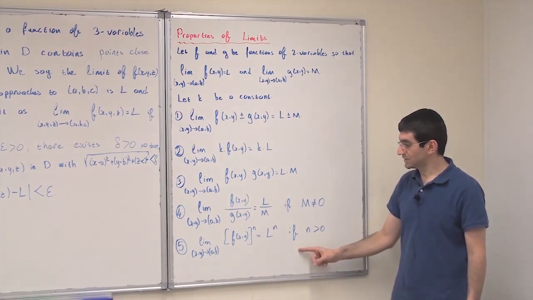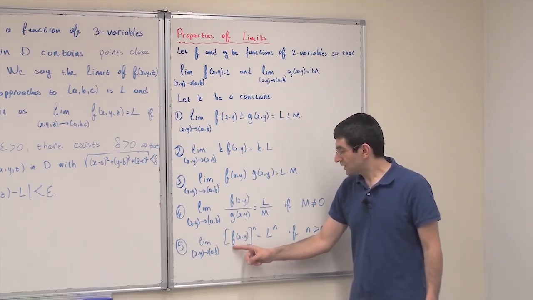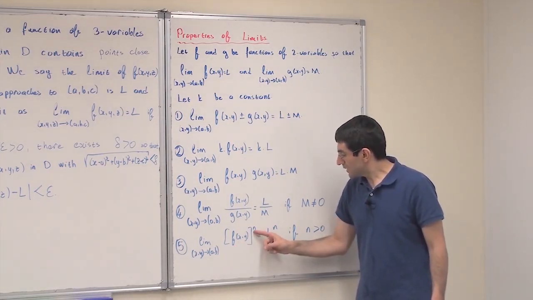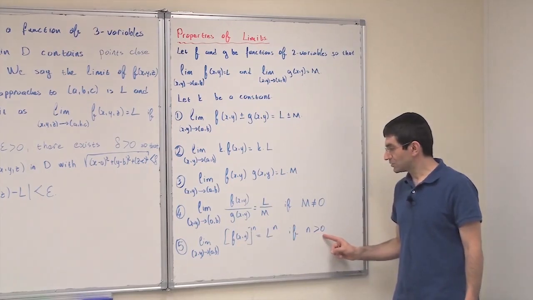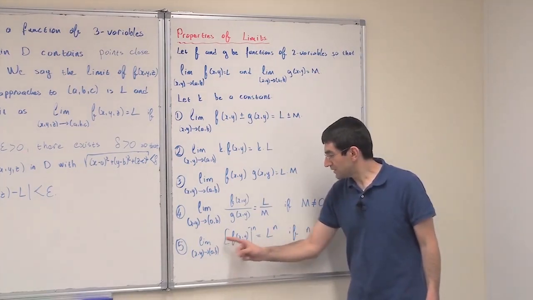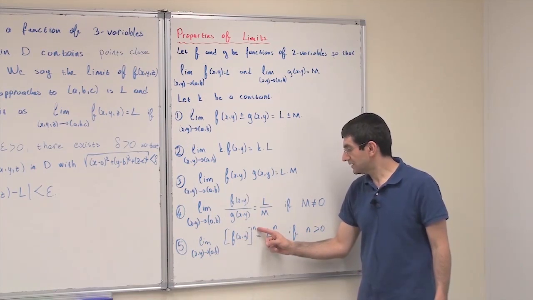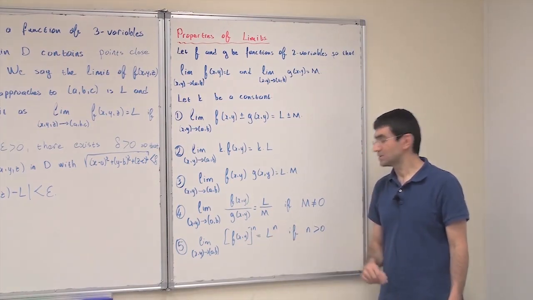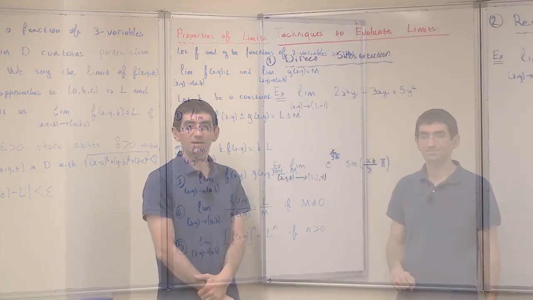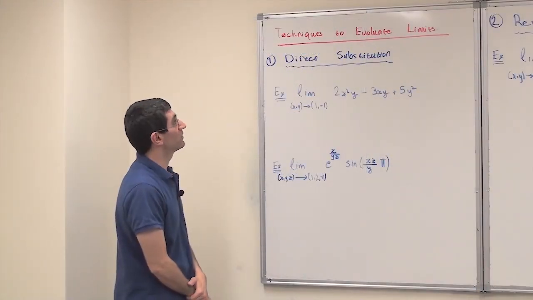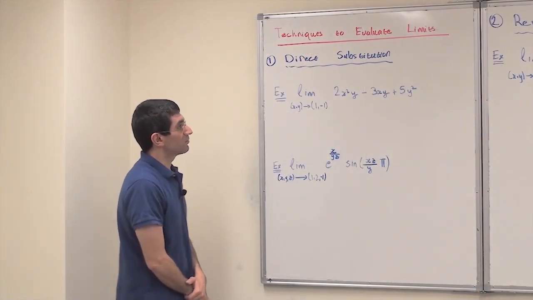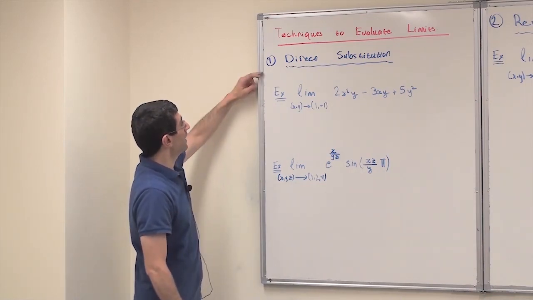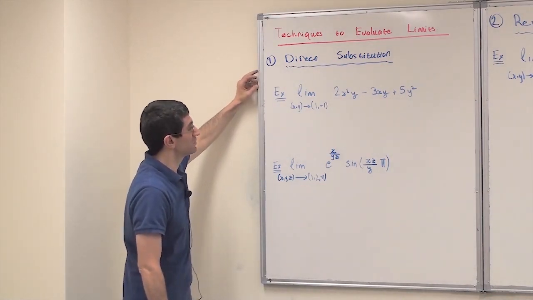Now, the last rule is about the powers of functions. Here we assume that n is a positive integer, now the limit of f to the power n is equal to the nth power of limit of f. In other words, L to the power n. Next, we are going to talk about techniques to evaluate limits. We have a couple of techniques, and our first technique is the direct substitution.